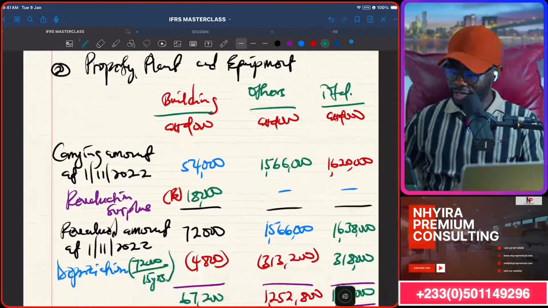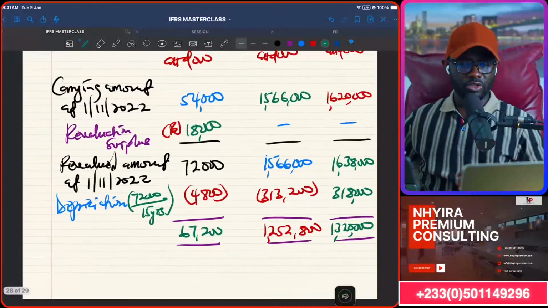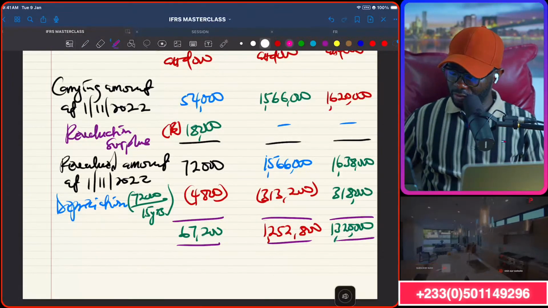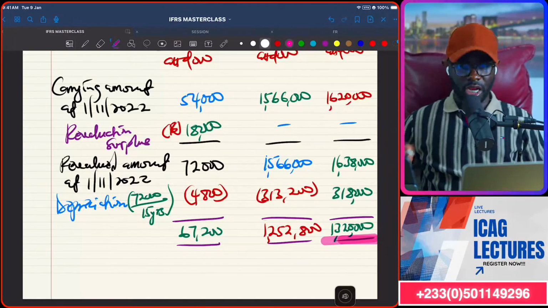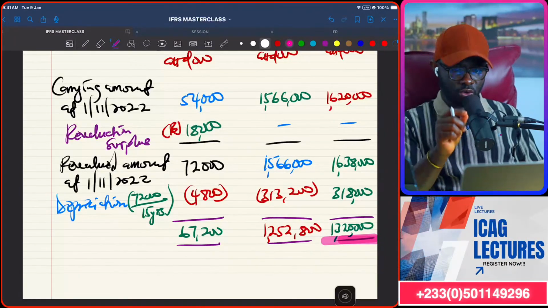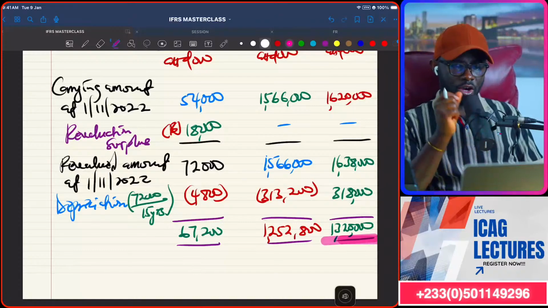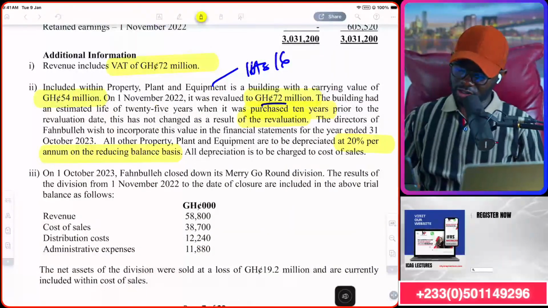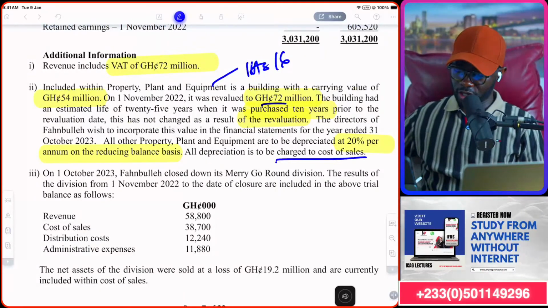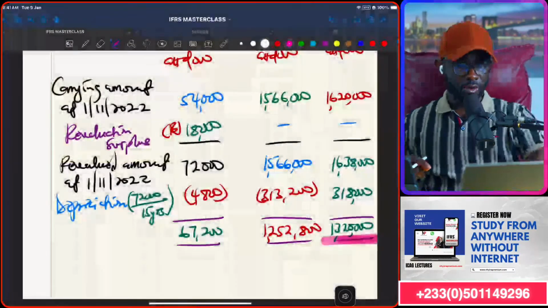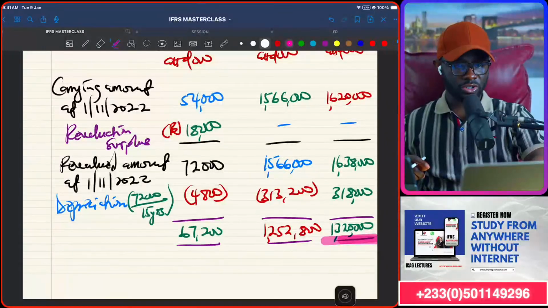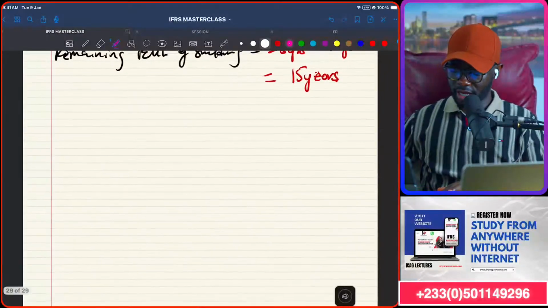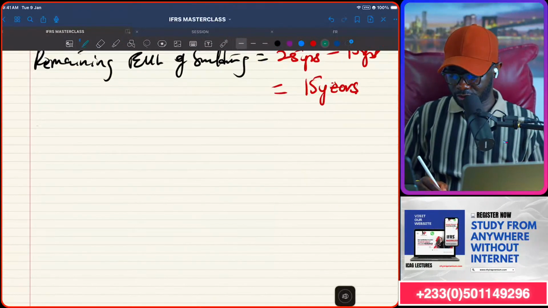And so they said all depreciation. So when we go to the statement of financial position, which we're going to be preparing, then the property, plant, and equipment will now be 1,320,000. But they said all depreciation is to be charged to cost of sales. So we go there for all depreciation to be charged to cost of sales. So I go to my workings 3, and that's going to give me cost of sales.